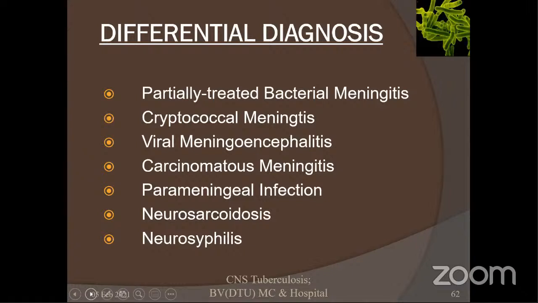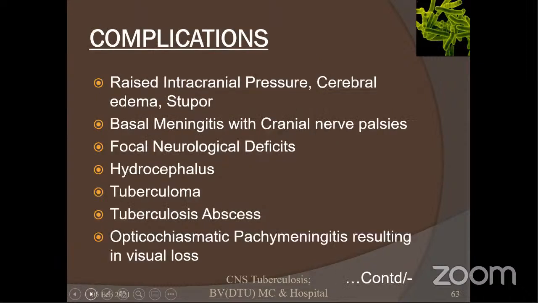You have to differentiate from partially treated bacterial meningitis, cryptococcal meningitis, viral meningoencephalitis, carcinomatous meningitis, parameningeal infections which will give rise to cellularity in CSF, neurosarcoidosis, neurosyphilis. That's why the origin, the history is very important. This is how long the problem is there, and the initial laboratory findings are very important.